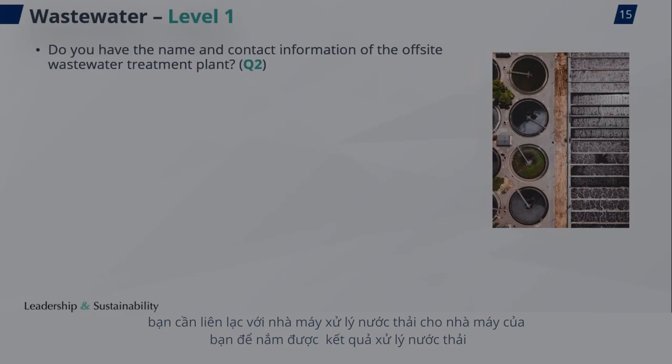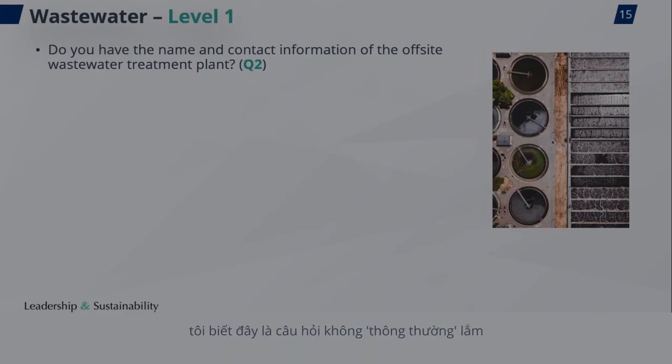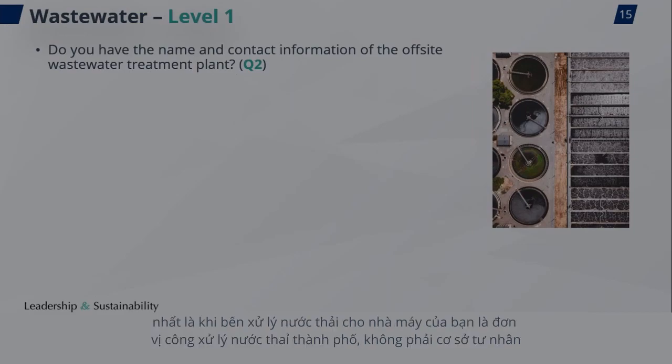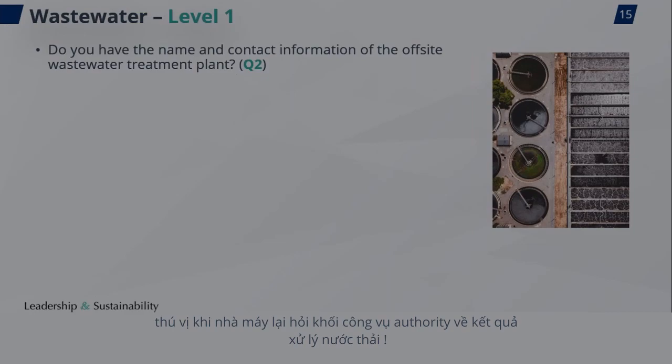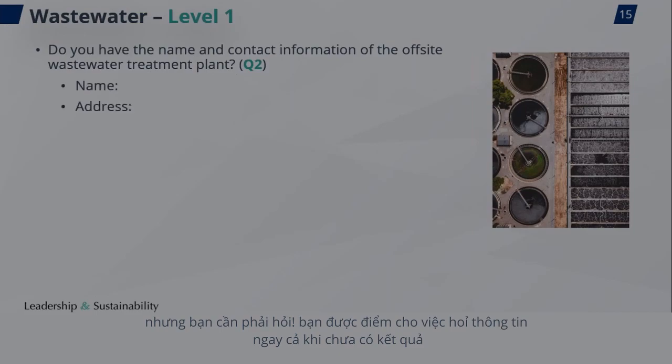So in this case, the reason you should have the contact information is that you actually also contact the offsite wastewater treatment plant and ask them about their treatment results. And I realize that this is a question that is a bit uncommon to ask, especially if you have a municipal wastewater treatment plant and not a private owner. It's a bit interesting to ask the authorities basically for their treatment results, but usually you can do that, and you are credited for asking. So even if you wouldn't get any response, you do get credit just for asking.